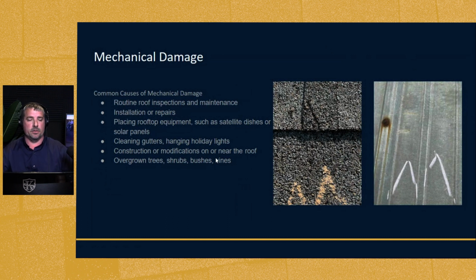Common causes of mechanical damage: routine roof inspections and maintenance, installation or repairs, placing rooftop equipment such as satellite dishes, solar panels, cleaning the gutters, hanging holiday lights, construction or modification on or near the roofing system, overgrown trees, shrubs, bushes, vines. Basically, this is something that's coming in contact with the main roofing material that really shouldn't have, right? A couple of photo examples to the right here.